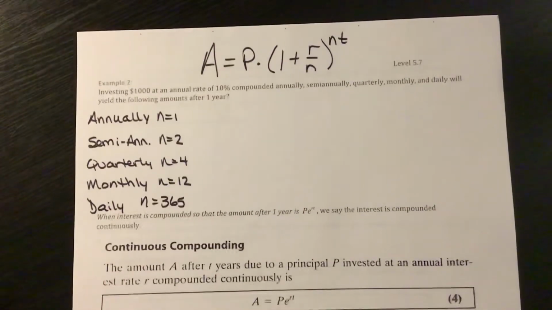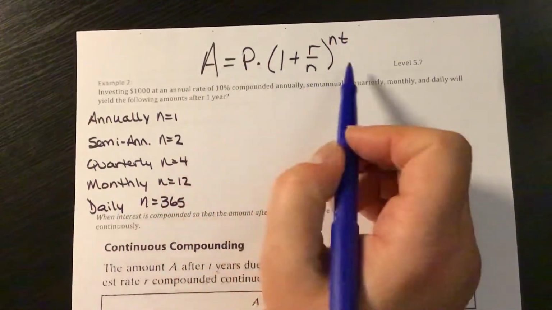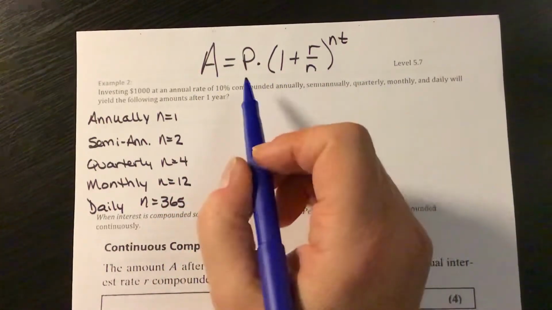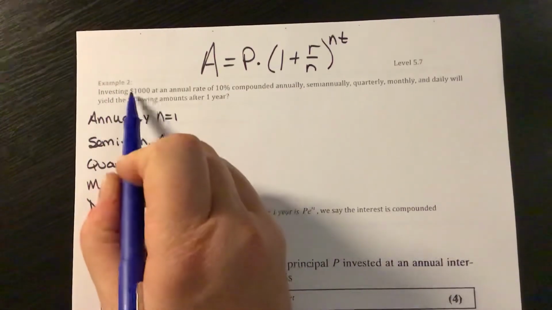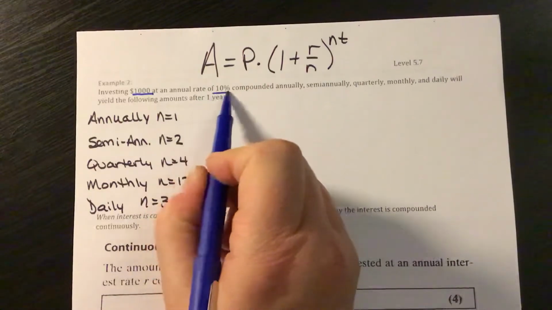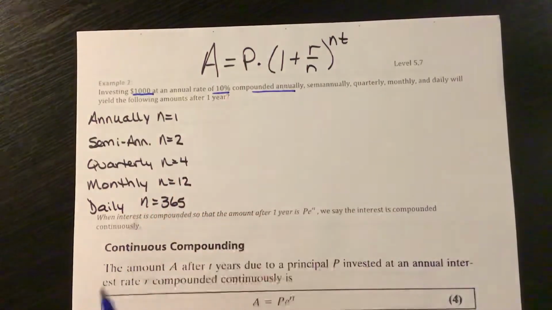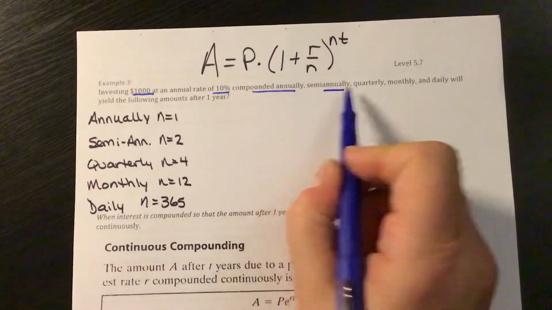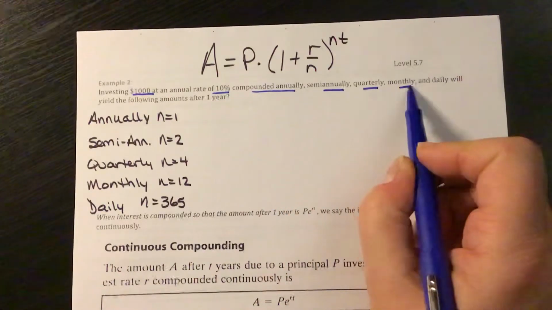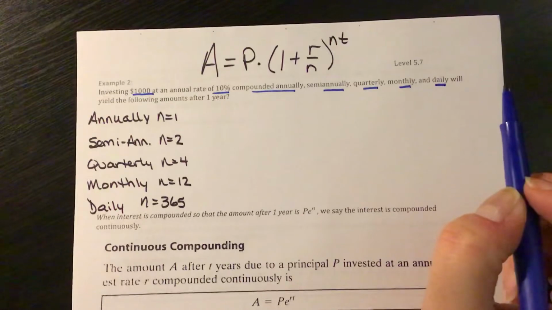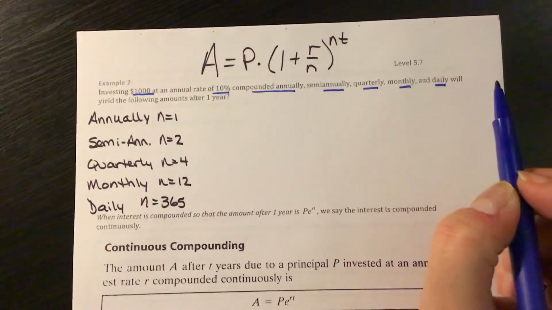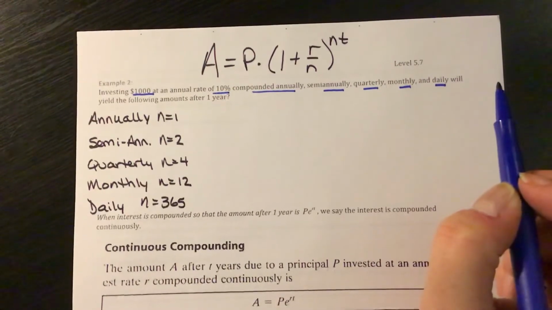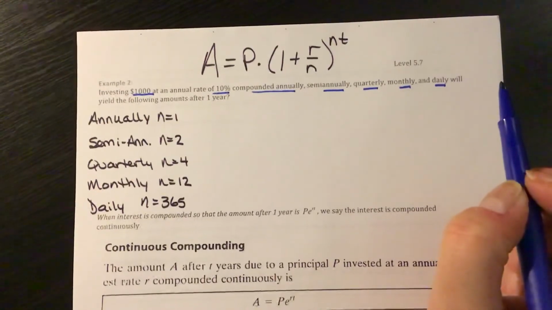All right, so on the next page, let's look at this up here. I just wrote this equation up at the top again so we can refer to that. In example 2, it says we're going to invest $1,000 at an annual rate of 10%, compounded annually, and then we're going to do it semi-annually, quarterly, monthly, and daily. We're going to look at those amounts after 1 year and see what the difference is in the different number of times that we calculate that interest over the year.